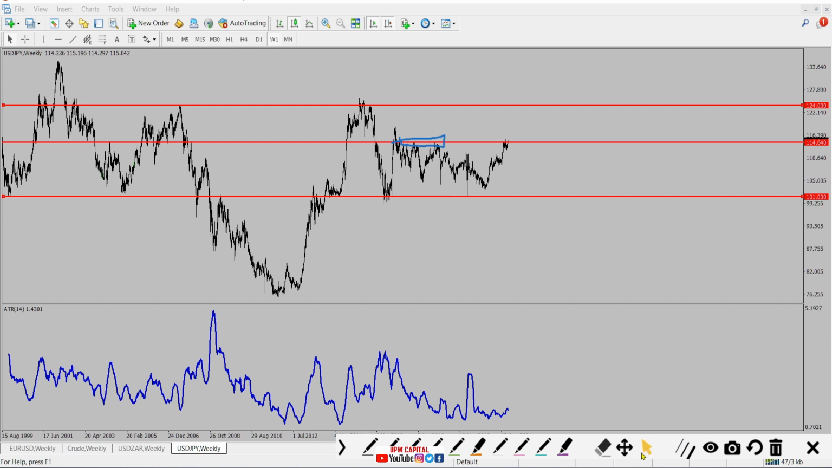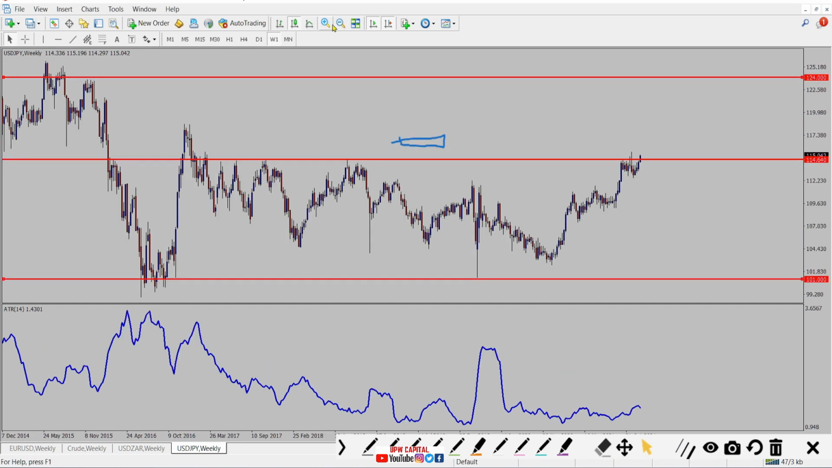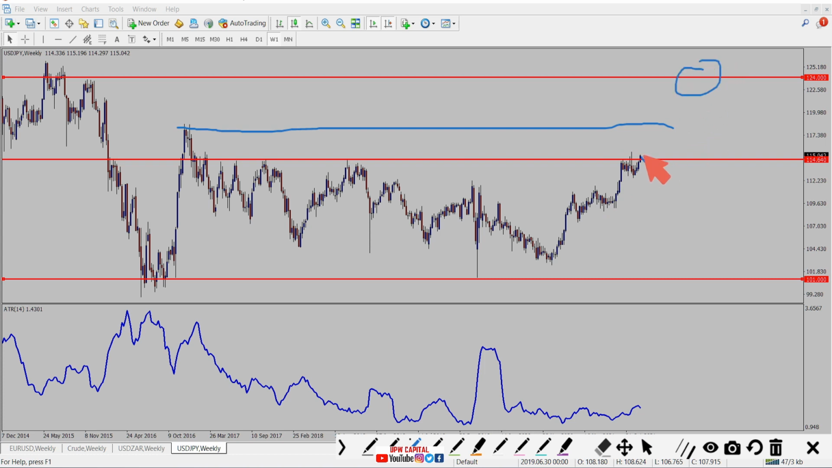If we go down to the weekly chart, we had a breakout candle right here. This gives us a clue the price could actually be attracted to this level, and after this level price could be attracted to this level here. Those are my projections for these instruments.